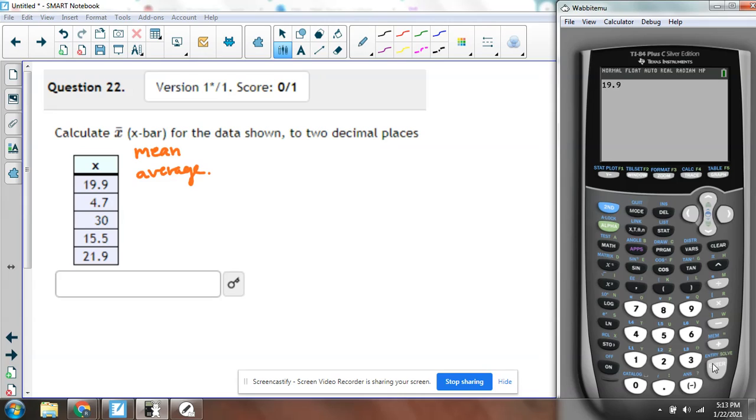19.9 plus 4.7 plus 30 plus 15.5 plus 21.9. There are 5 data values, so I'll divide by 5. It says 2 decimal places. Well, our answer is going to be only 1 decimal place. This is going to be 18.4.